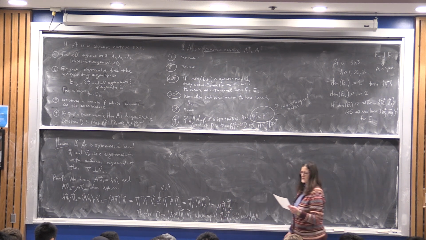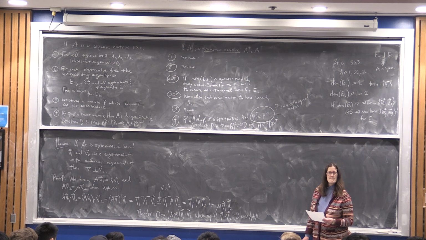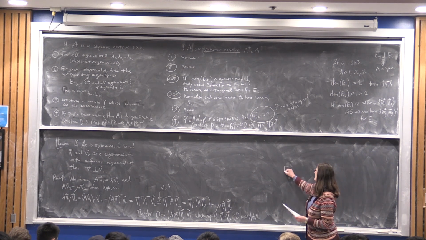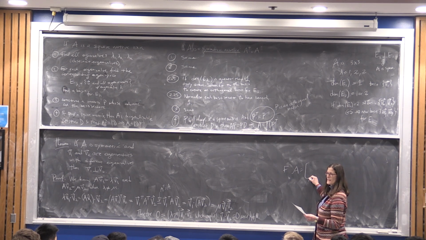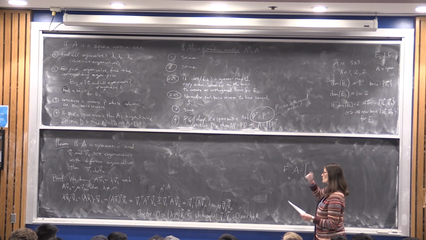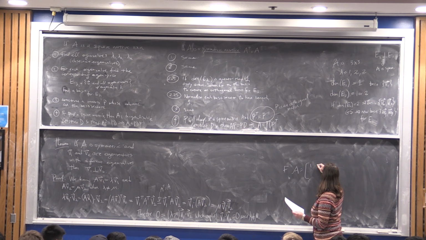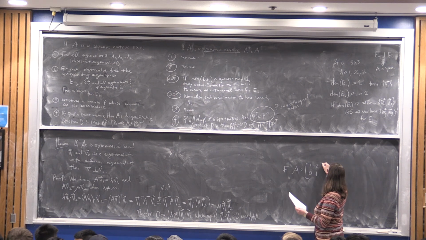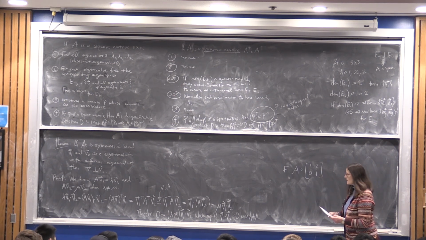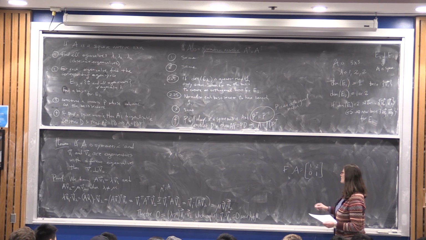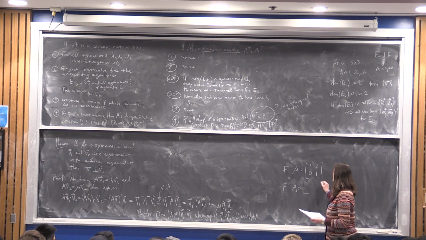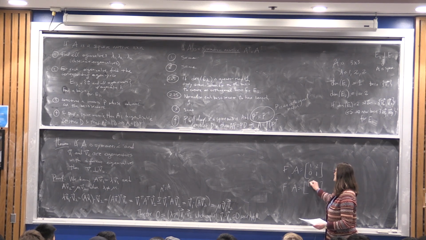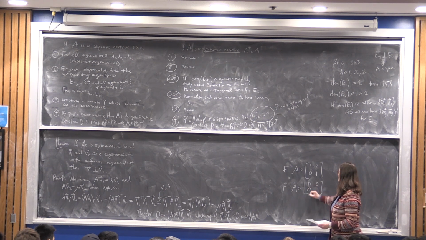True, false. If A is invertible, then it's diagonalizable. False. Counterexample: a shear matrix. Beautiful. 1, 2, 0, 1. It's a shear matrix. If A is diagonalizable, then A is invertible. False. Give me a diagonalizable matrix which is not invertible. 0, 0, 0. Okay, there's the mathematician in the audience. Here's the engineer.